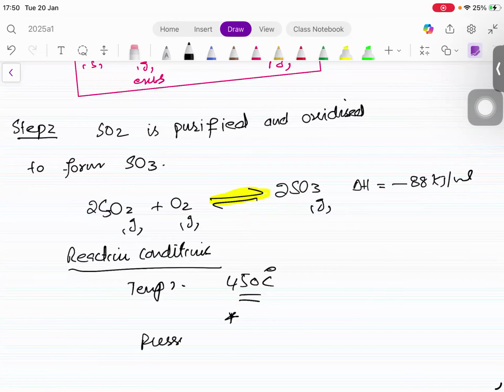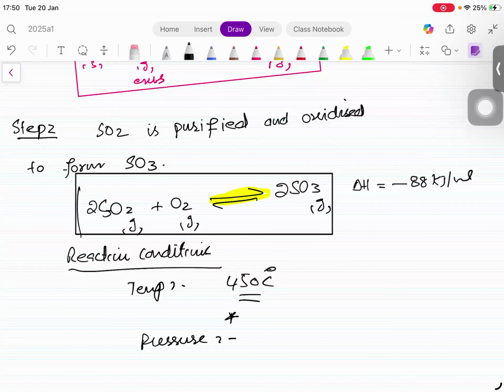Pressure. What should be the pressure? It is happening in a closed container. Should it be high or low? The number of moles of gas is 2 on this side, 3 on this side. So it should be high to shift the equilibrium to the right side, where there are fewer moles. But again, high pressure is expensive to achieve. So even then, we don't need 100 to 200 ATM in the contact process. 1 to 2 ATM is enough.